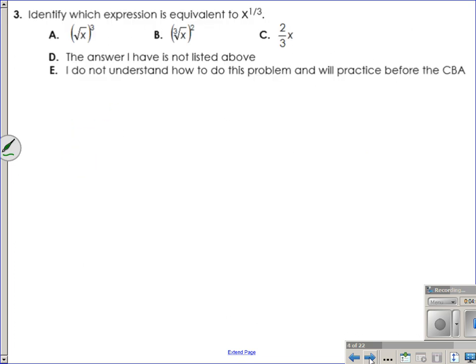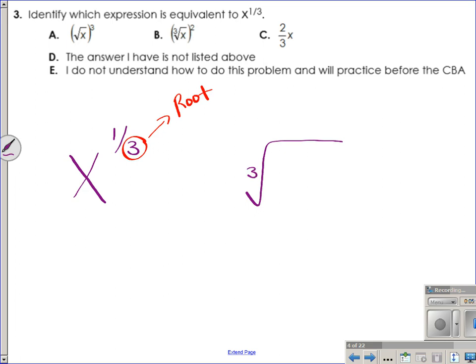Number 3, identify which expression is equivalent to x to the 1/3 power. Now, remember, the bottom number is always the root. So when I go to set up a radical expression, that number right there is the root. So this is the third root of x. The top number then is your exponent, but here since it's 1, we don't have to write down that it's the cubic root of x to the first power.